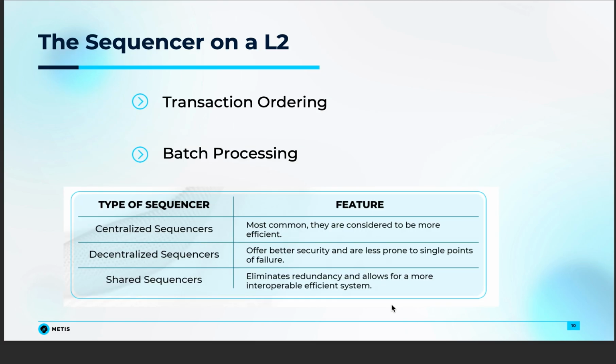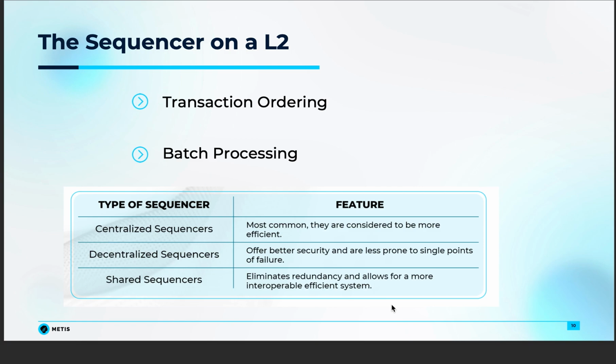Now, the sequencer: in the layer 2 network, what is responsible for processing transactions on another network is the sequencer. The sequencer is the one responsible for transaction ordering and batch processing, and we have different types of sequencers. We have the centralized sequencer. This centralized sequencer means that it's only one sequencer that's in charge of processing transactions, and it is the most common type of sequencer used by different layer 2 networks, and they are considered to be more efficient.